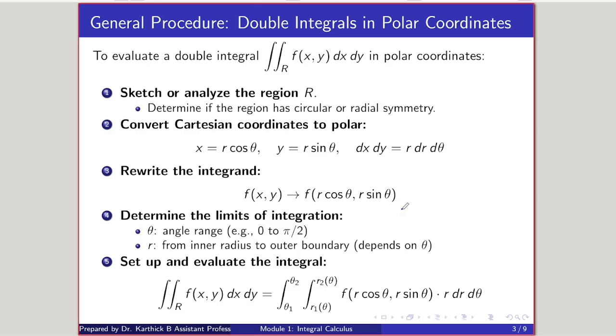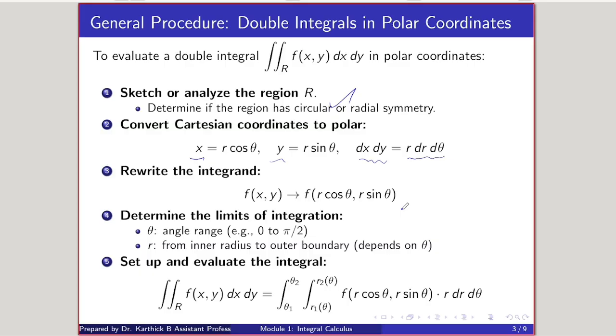First we have to sketch the given region by using the given limits. Then we have to change each of the Cartesian variable to a polar form. X can be written as r cos theta, y can be written as r sin theta, and we may change dx dy in terms of r dr d theta.